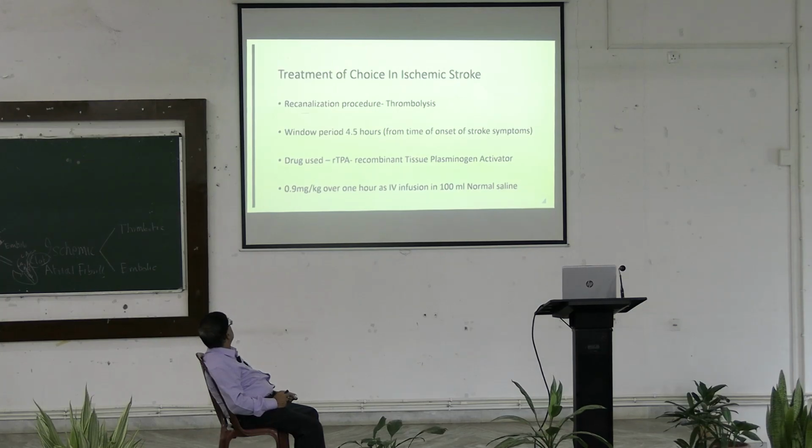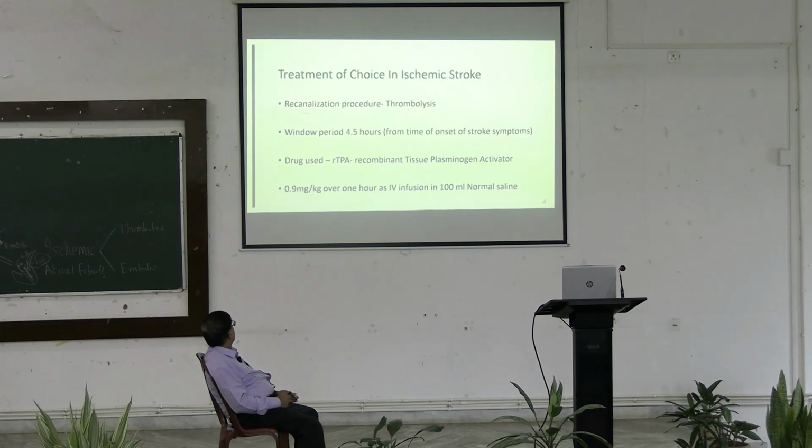Now, treatment of choice in ischemic stroke is recanalization through thrombolysis. The window period is 4.5 hours from the onset of stroke symptoms. When a patient starts developing symptoms, if the patient reaches the emergency room within 4.5 hours and the patient is conscious, not unconscious, because we never do a thrombolysis in an unconscious patient, and you have immediately done a CT scan and excluded hemorrhage, then immediately you should do a thrombolysis of the patient. This is your moral duty in the emergency room.